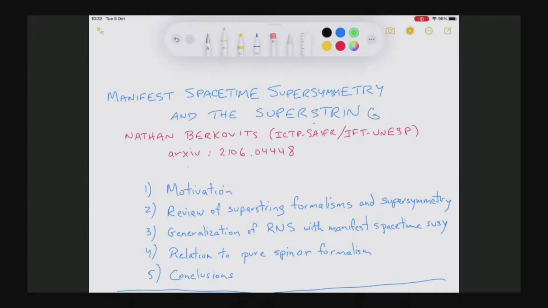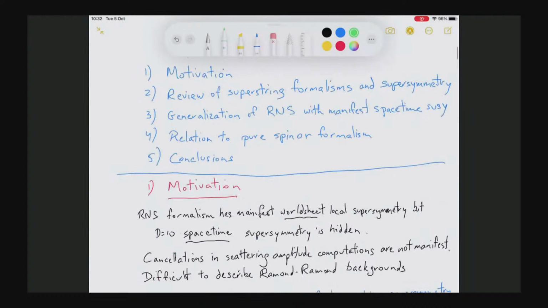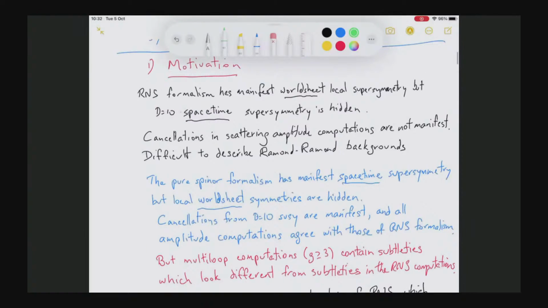Of course, the RNS formalism has manifest worldsheet supersymmetry, and it does have d equals 10 spacetime supersymmetry, but it's hidden or not manifest. That makes it difficult not only to compute scattering amplitudes, because there are cancellations coming from supersymmetry, but even to describe Ramond-Ramond backgrounds, which of course are necessary if you want to describe anti-de Sitter space.